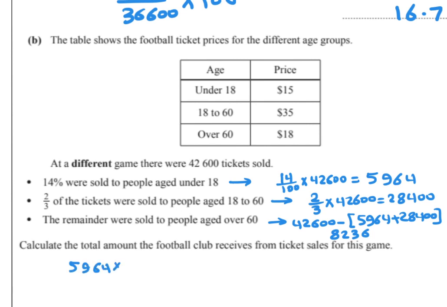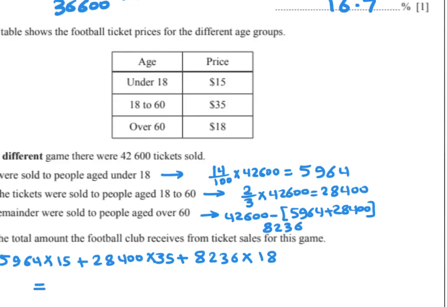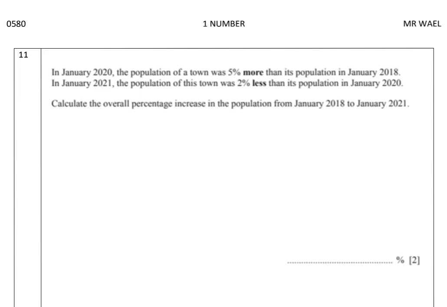To find the total amount, multiply 5,964 times 15 plus 28,400 times 35 plus 8,236 multiply 18. So the total amount equals 1,231,708.